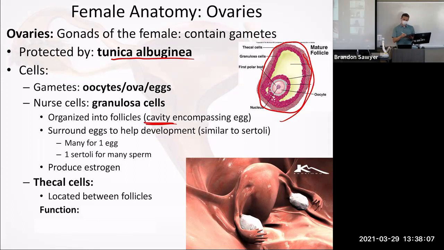Very similar to the Sertoli cells that we talked about in the testes. There are many of these cells for each and every egg cell, whereas in males it was one Sertoli cell for many sperm, so it's just the opposite. And one of the other main jobs of these cells is that this is the primary source of estrogen in females.